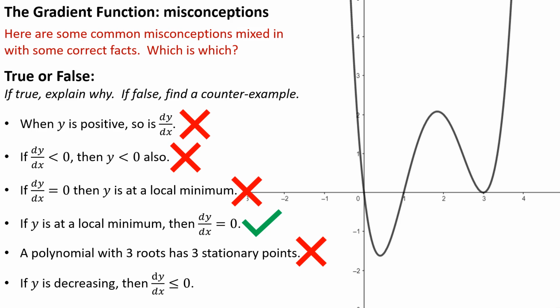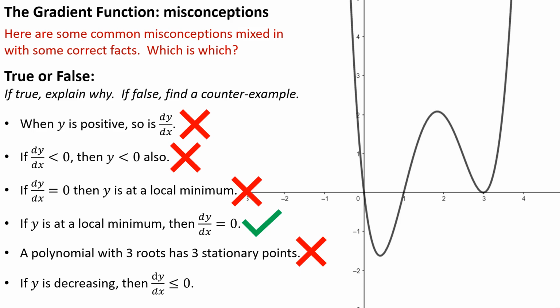You could construct a polynomial with 3 roots that had more stationary points than that. You just need to add a few extra wiggles that didn't go across the x-axis. So this statement is not true, but we can make a statement about polynomials with a certain number of roots. We'll get to that in just a moment.